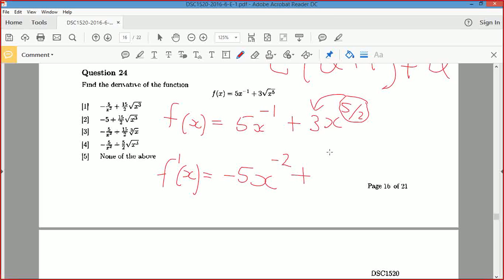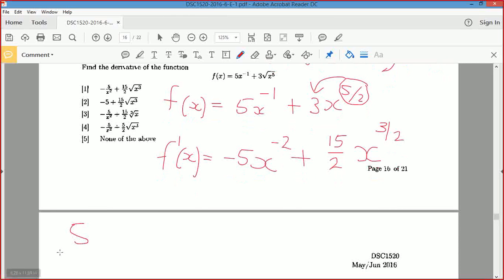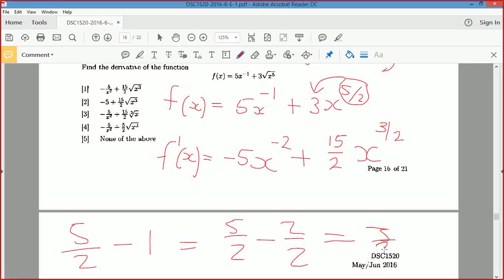So times 3 times 5 over 2, 15 over 2. 3 times 5 is 15. And then what does the rule say? It's 5 over 2 minus 1, which is what? That would be 3 over 2, right? 5 over 2 minus 1 is 5 over 2 minus 2 over 2, which is 3 over 2. Oh, yes, okay.